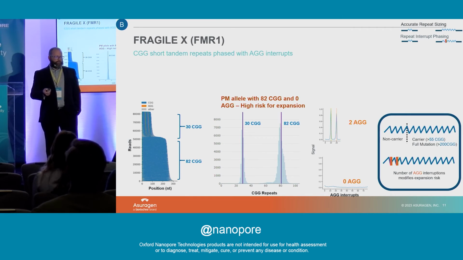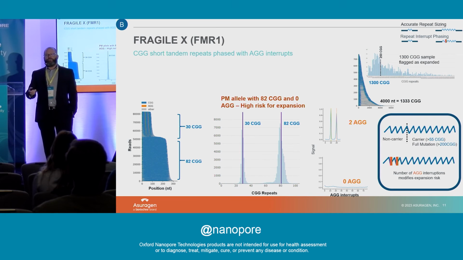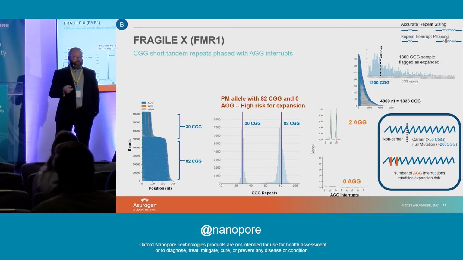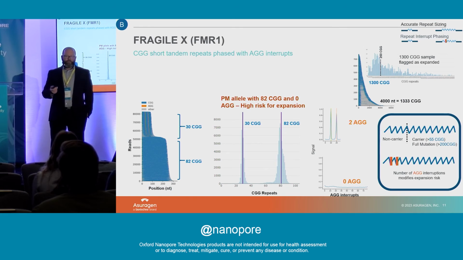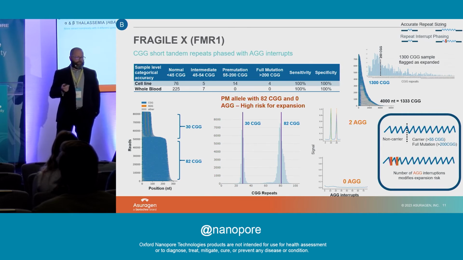So across the board, we've been able to do this well past the 200 mark. Our cutoff for actual sizing is about 250, and then much larger, we can get up to 1,300 CGGs, which is about a 4,000 nucleotide fragment. We can see that and flag it. So we're able to get 100% sensitivity and specificity off of these.